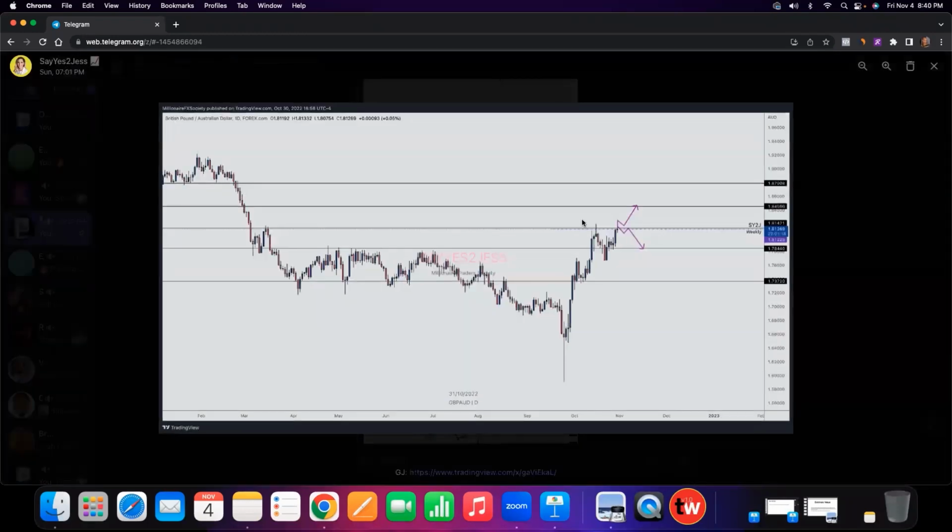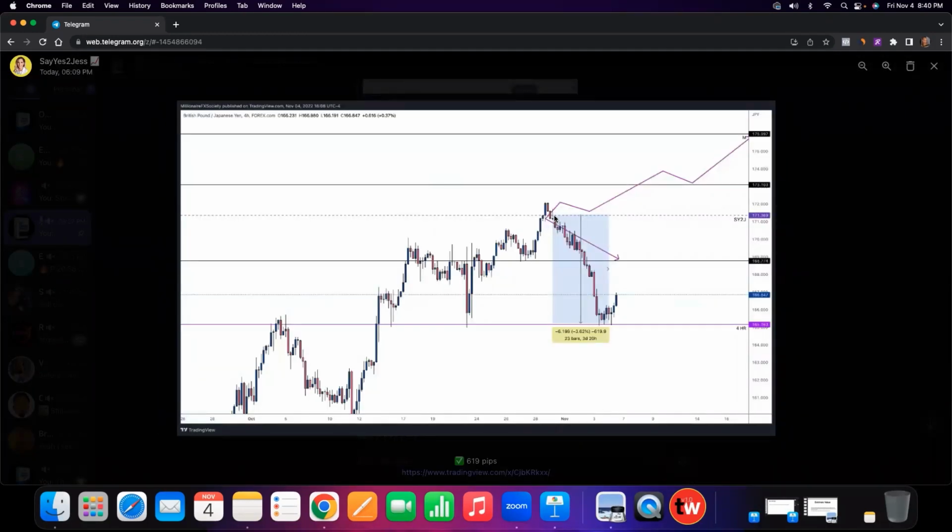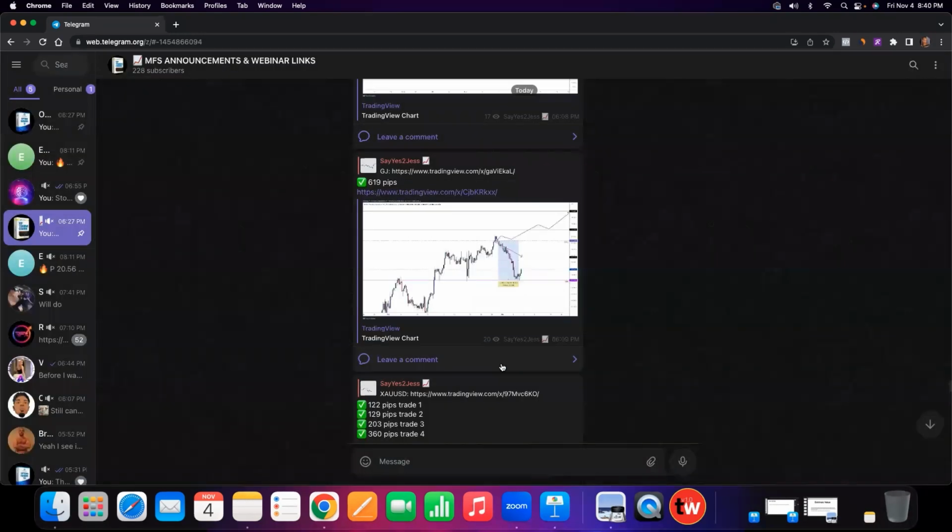GJ was also nice where it came out and it retested it. It went right to our first level. And then it went to our second level, which was our 4-hour structure, which is my preferred trading time frame. And then we started getting rejection here. So this gave us 619 pips, which was really, really nice.